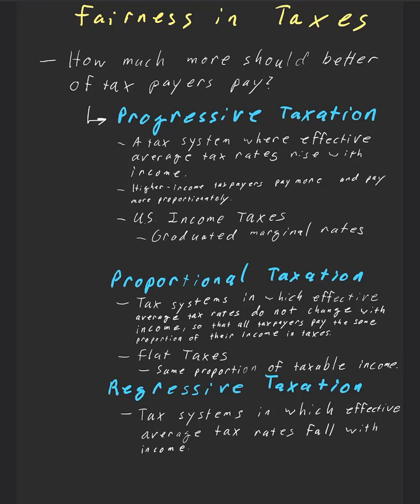One is progressive taxation, which is a tax system where effective average tax rates rise with income. So remember that average tax rate from before. We're saying the amount you pay on average, so the proportion of the total income that you're making. Well, obviously it could be more than income, but it's easiest to think about it in context of income. It goes up. The total, right? The proportion of your total goes up, right? So this means higher income taxpayers pay more and pay more proportionately, right?